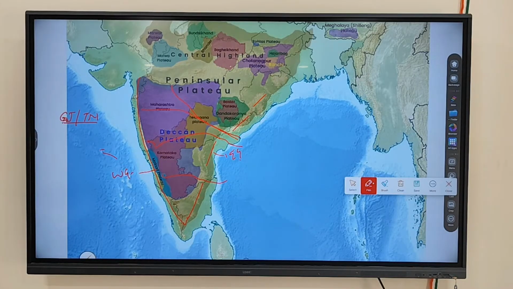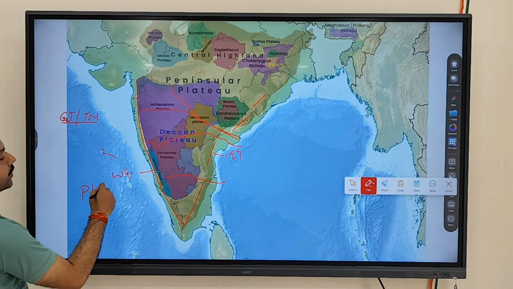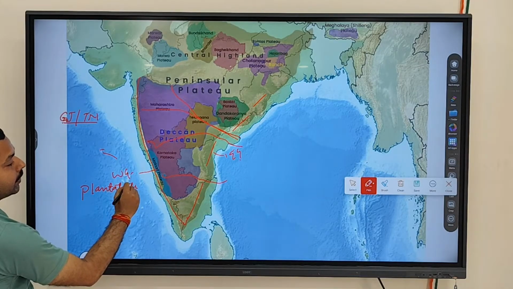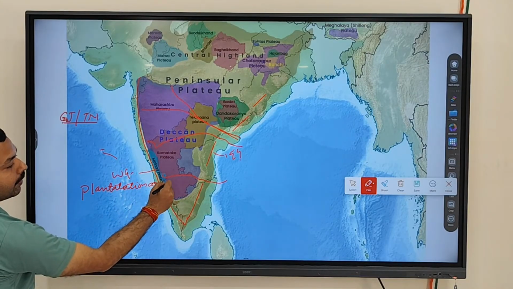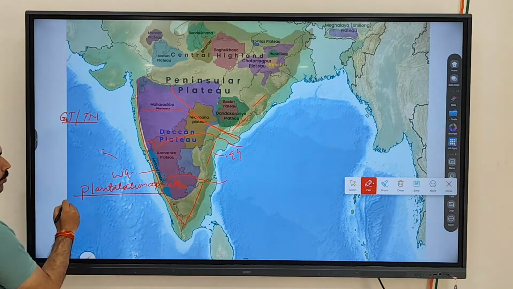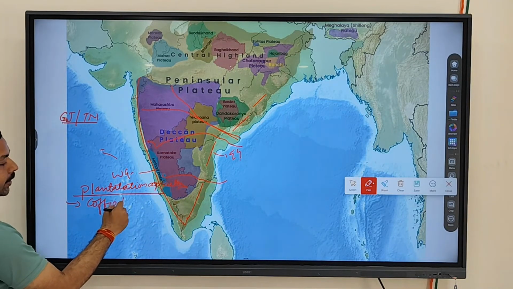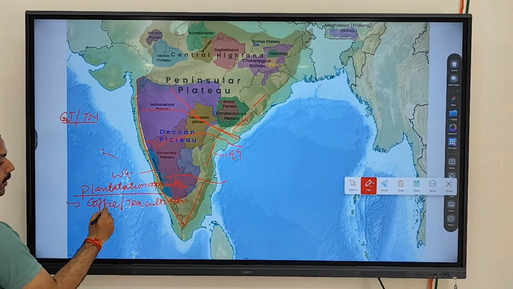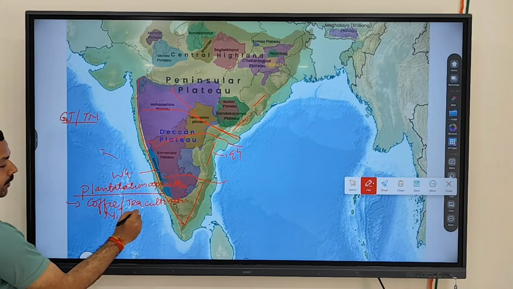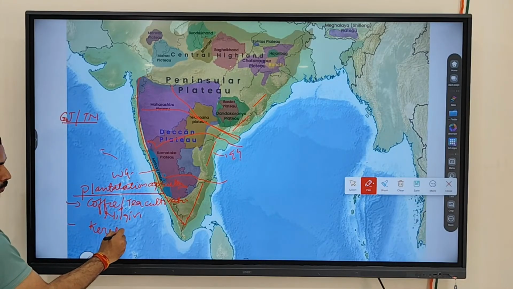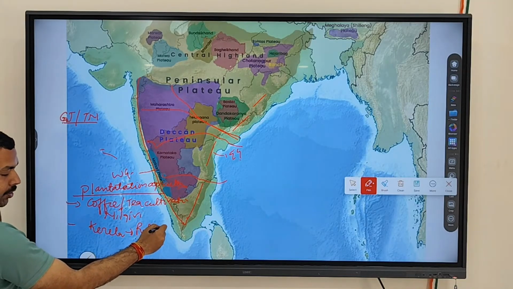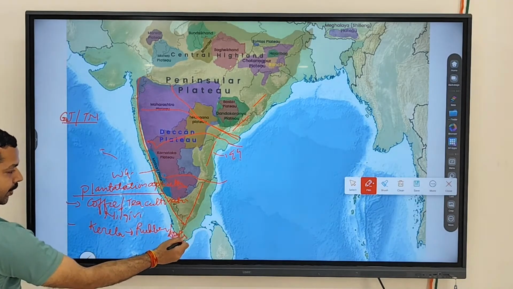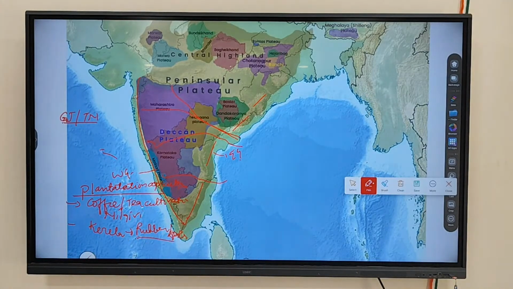And it is being used for a lot of cultivation. Which type of cultivation? Plantation agriculture, especially in the southern part. These are being used for coffee and tea cultivation in the Nilgiri Hills, where the Western Ghat and Eastern Ghat are meeting. You'll also see in Kerala it is being used for cultivation of rubber and spices. So plantation agriculture is something that is being done. Clear?